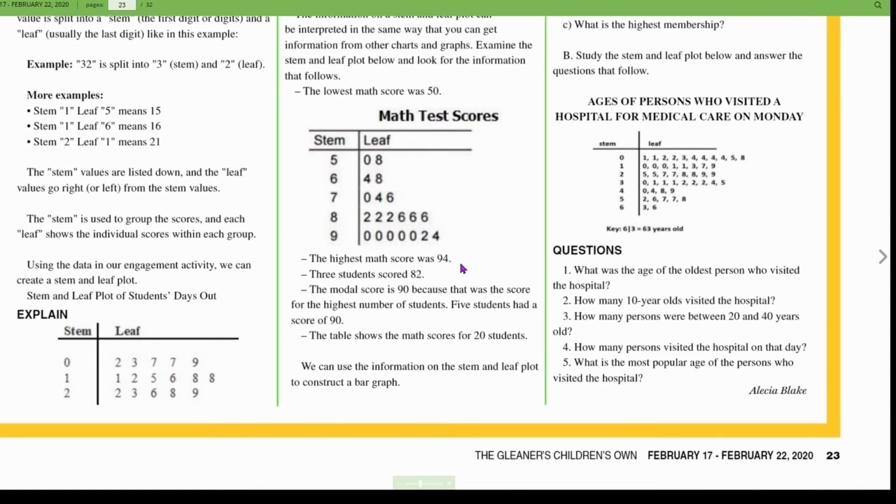All right, so let's go with this now. The highest math score was 94. Of course, here 90 and 4. That's the highest math score. 3 students scored 82. So here we have 1, 2, 3 students having 82.